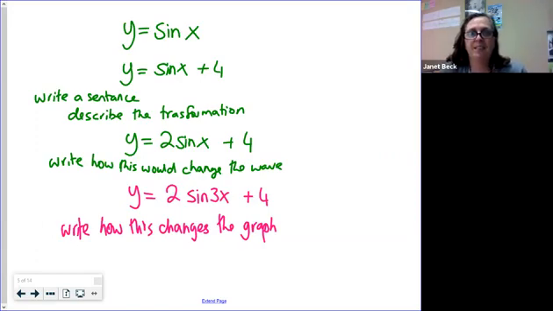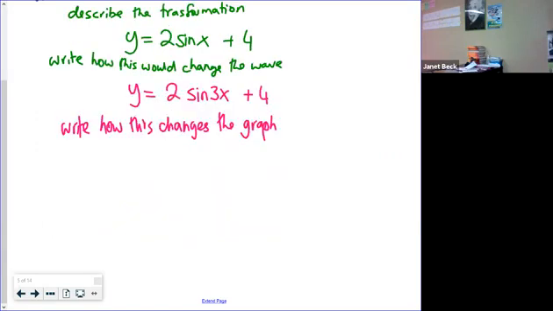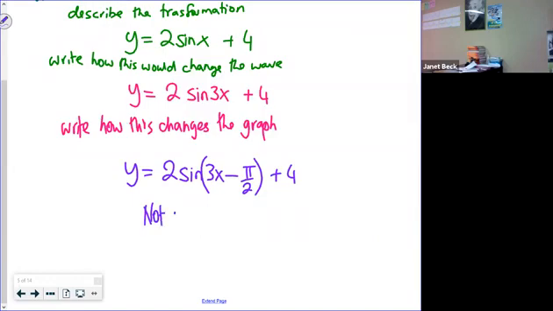Right. So we've changed it one more time. And now we've got y equals sine of 3x, let's do minus pi over 2, plus 4. This is not yet in graphing form.